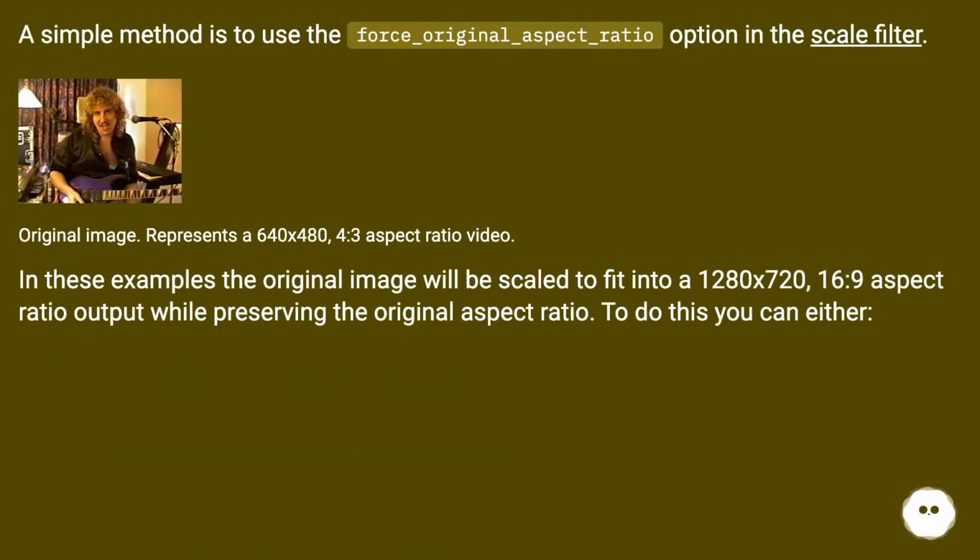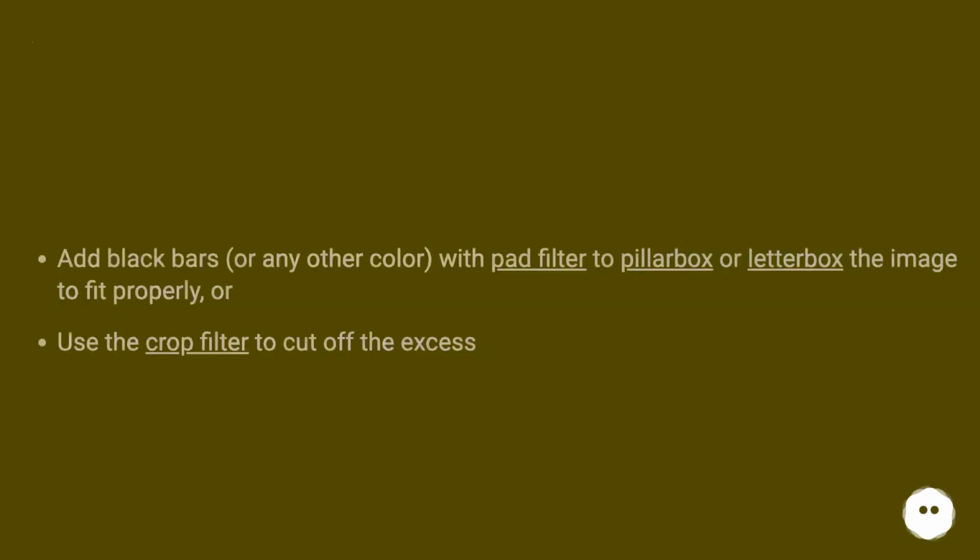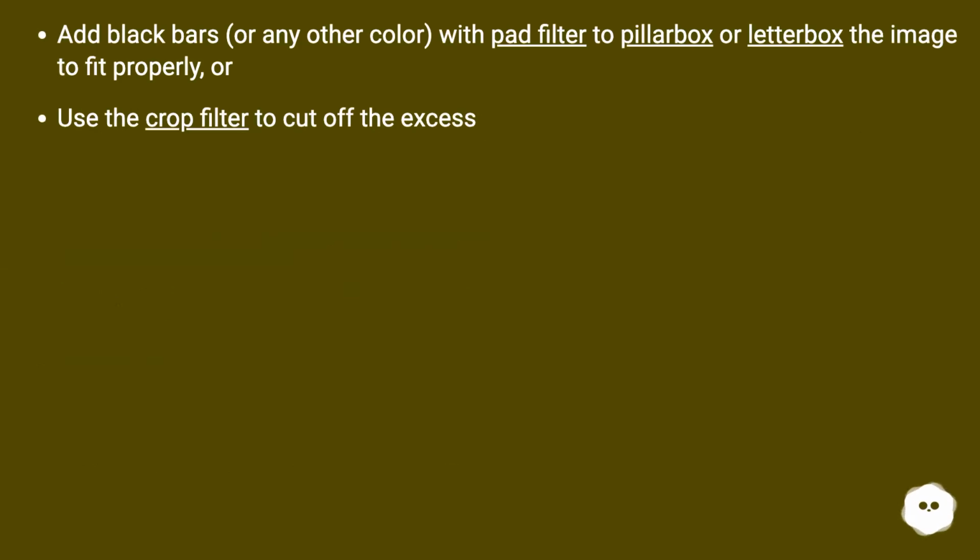A simple method is to use the force_original_aspect_ratio option in the scale filter. The original image represents a 640x480, 4:3 aspect ratio video. In these examples, the original image will be scaled to fit into a 1280x720, 16:9 aspect ratio output while preserving the original aspect ratio. To do this, you can either add black bars, or any other color, with the pad filter to pillarbox or letterbox the image to fit properly, or use the crop filter to cut off the excess.